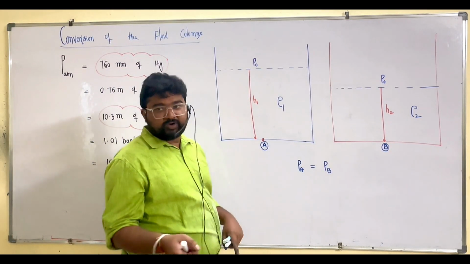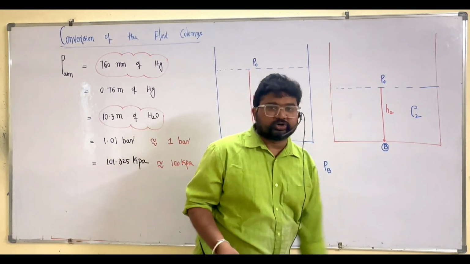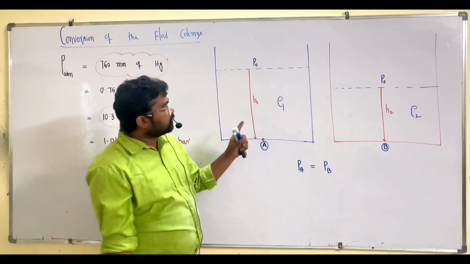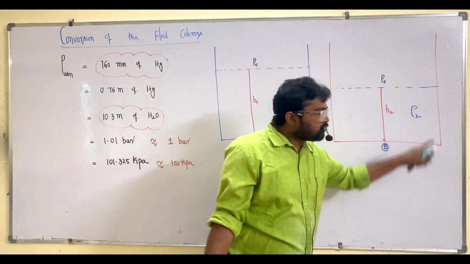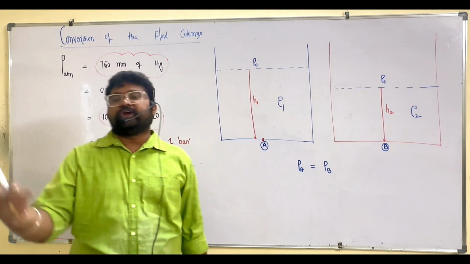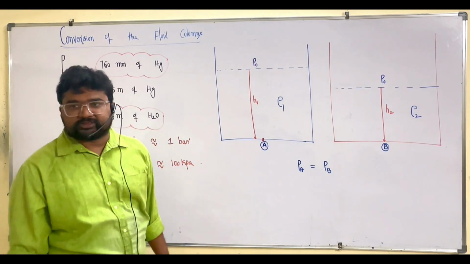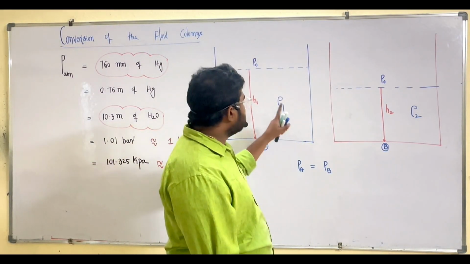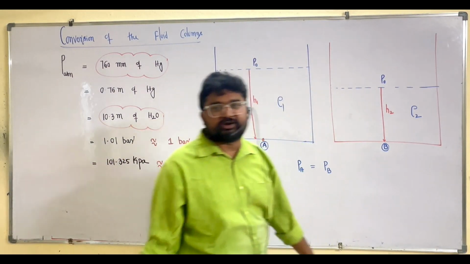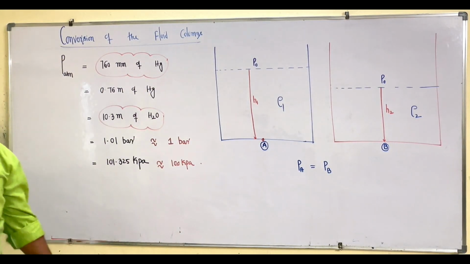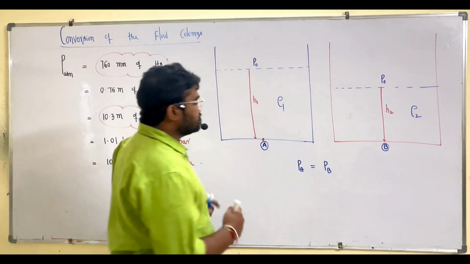Then we can convert H1 to H2 by replacing the fluid. Understood? If you replace with this fluid, then you also have to replace the height of the fluid column. You need to replace H1 with H2, because you replaced ρ1 with ρ2. How to convert one fluid column into another fluid column, that is the discussion.